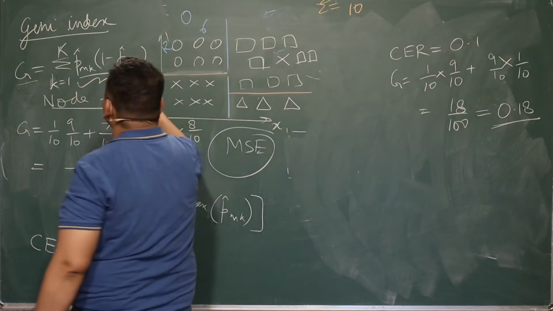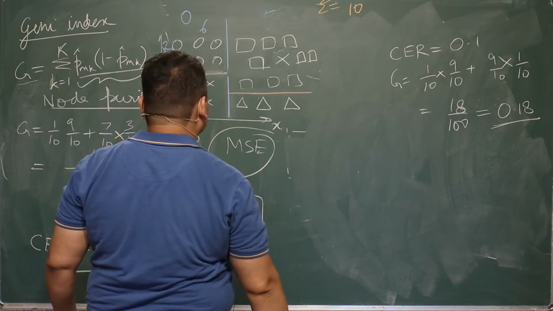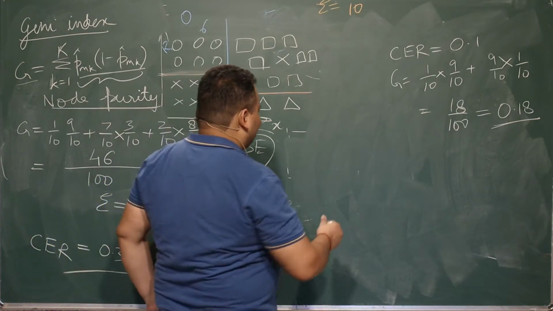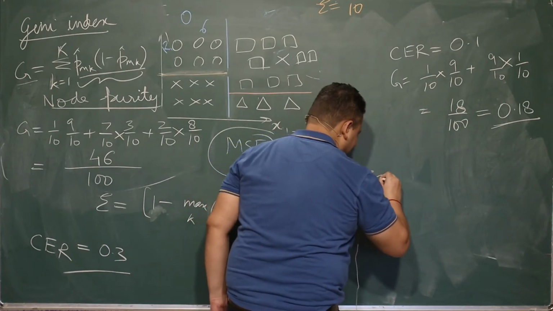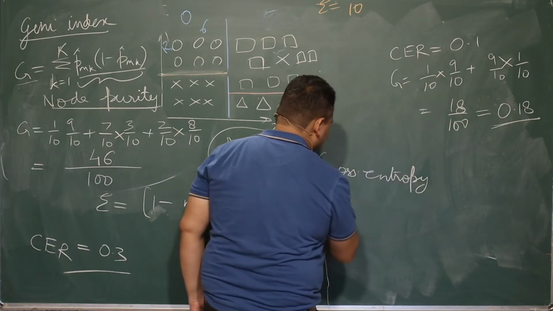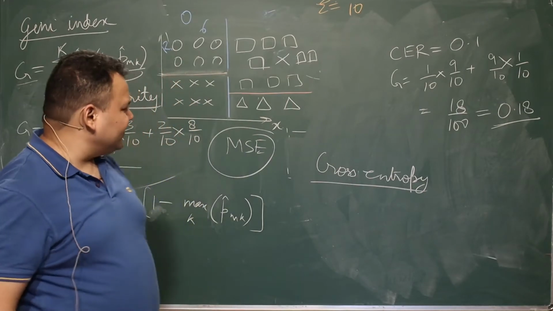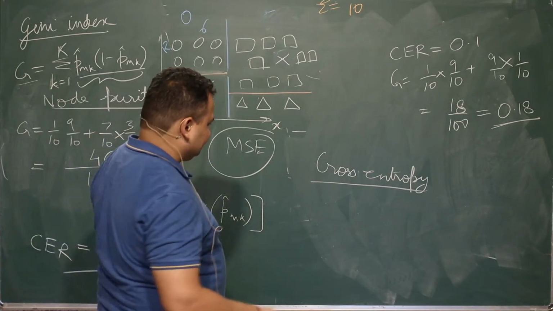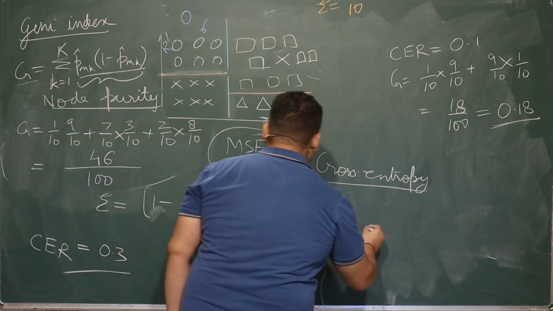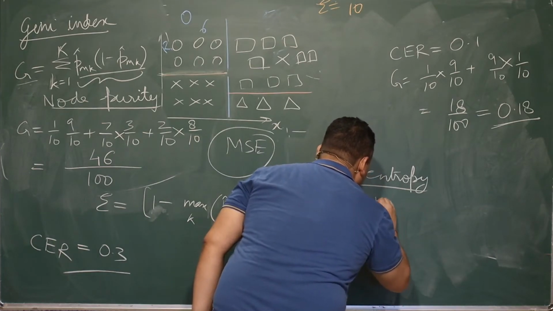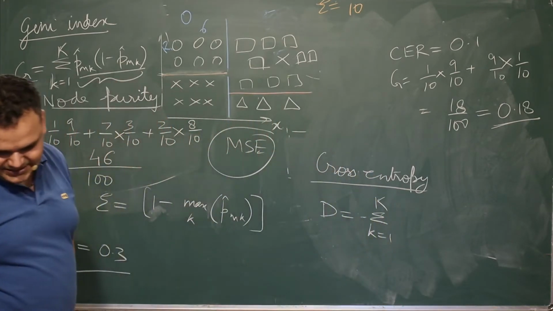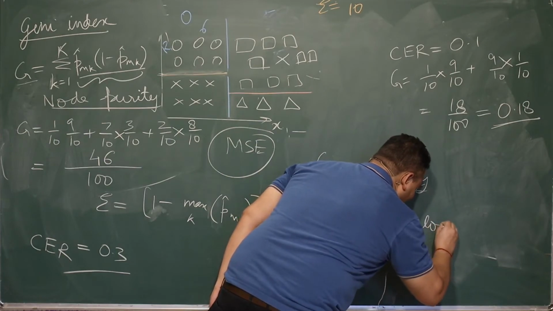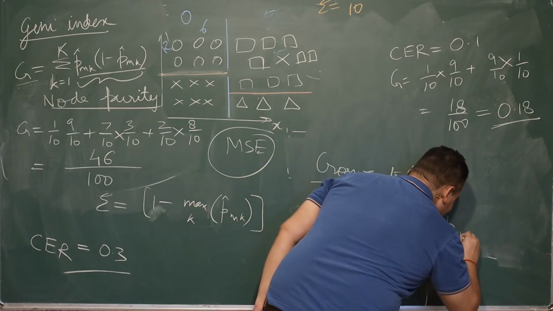We also use another function for doing this error calculation. Instead of Gini index, we use something called cross entropy. It is pretty similar to Gini index, but instead of using PMK into 1 minus PMK, the symbol used is D equal to minus the sum from k equal to 1 to capital K of PMK into log of PMK.